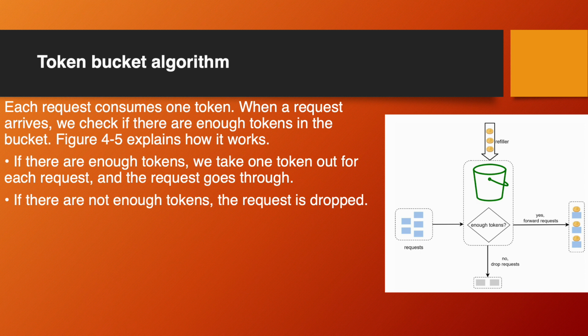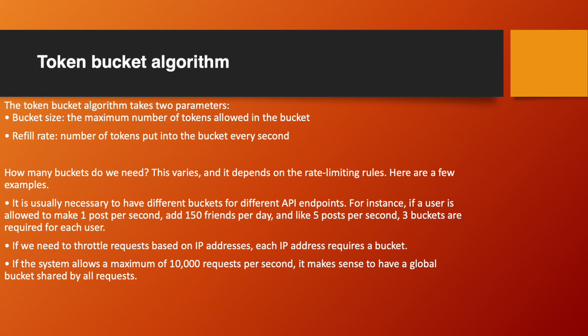The following figure shows how it works. If there are enough tokens, we take 1 token out for each request and the request goes through. If there are not enough tokens, the request is dropped. As you can see in the figure, from the left-hand side you have a bunch of requests. They come through, we check if there are enough tokens. If not, we drop the request, otherwise the request goes through. The token bucket algorithm takes 2 parameters. The first is the bucket size, the maximum number of tokens allowed in the bucket. The second is the refill rate, the number of tokens put in the bucket every second.